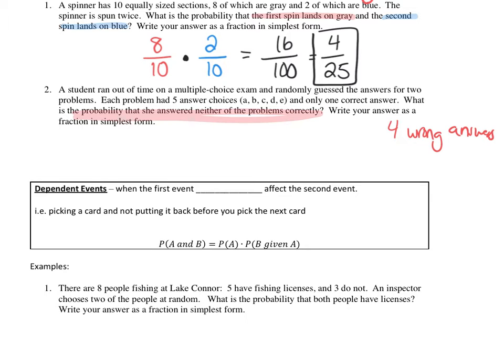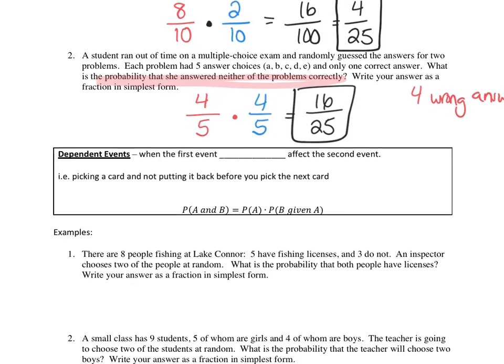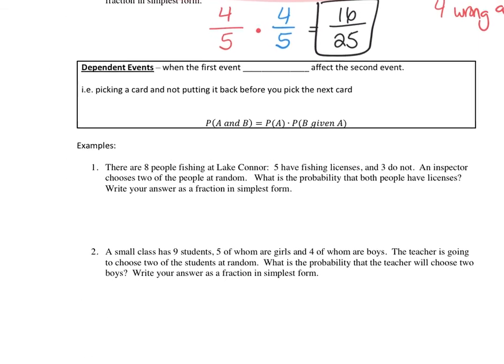Okay, so they want the probability that she chose neither correct. So you're going to say, okay, the first time she chose an answer, she got it wrong. So that's 4 out of 5. The second time she chose an answer, she got it wrong. And again, that's 4 out of 5. So then your final answer here, if you multiply the two, would be 16 over 25 for the probability that she answered neither of them correctly. Okay? So that's independent events. They do not affect one another.